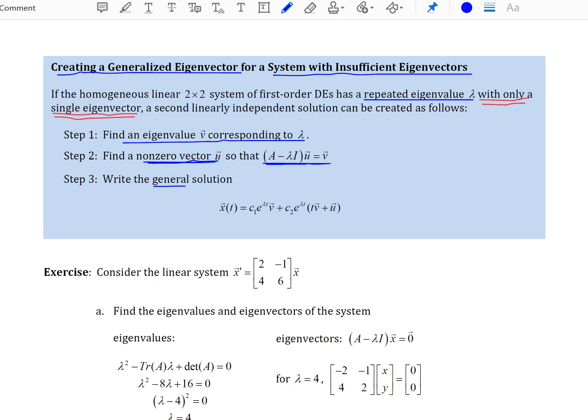Then our general solution will be of the form presented here. Notice the form of our second solution. It has the same e to the lambda t as our first, but our vector now is t times our first vector plus our generalized eigenvector. Let me show you this with an example.